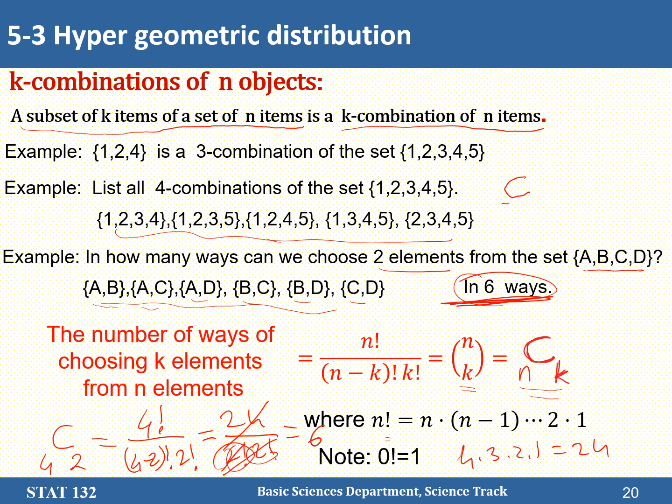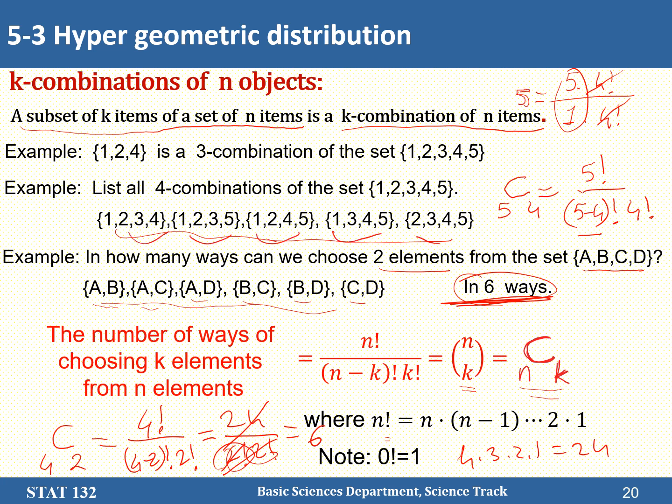So you can do the same thing here: 5 choose 4. What is it? It's 5 factorial over 5 minus 4 factorial, times 4 factorial. And what is this? 5 factorial is just 5 times 4 factorial, and divided by this is 1 factorial, which is 1. This is 4 factorial. After the simplification, you get 5. As you see, we have only 5 four combinations here.